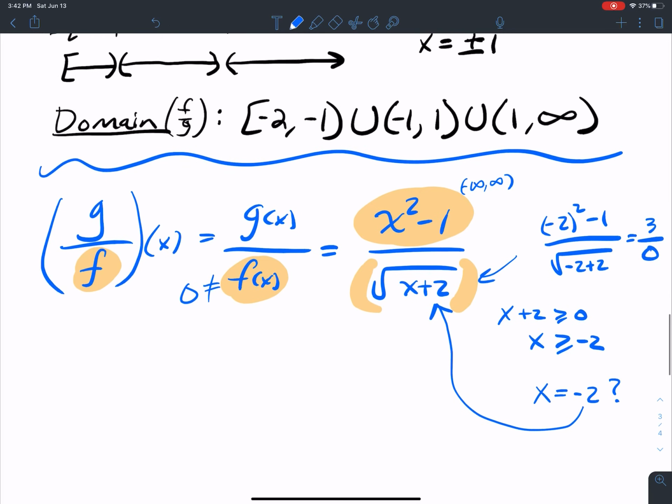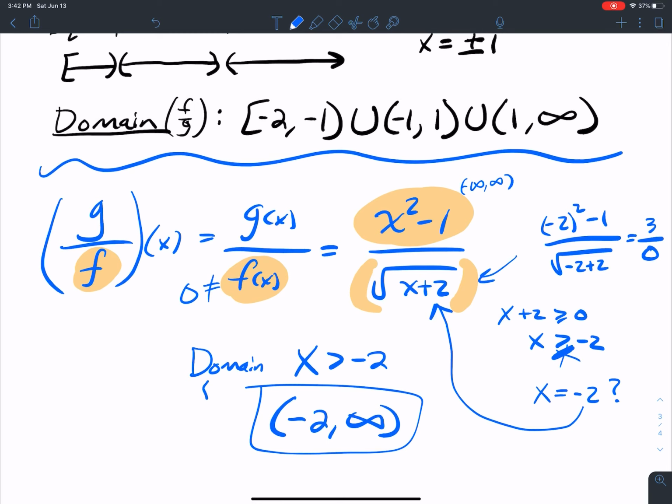So what is it? Instead of having the bar underneath, it would instead get rid of the bar, and so it's just x is greater than negative 2 as the domain. So the domain goes from negative 2 to infinity. Okay? So that's the trick right there. All right.